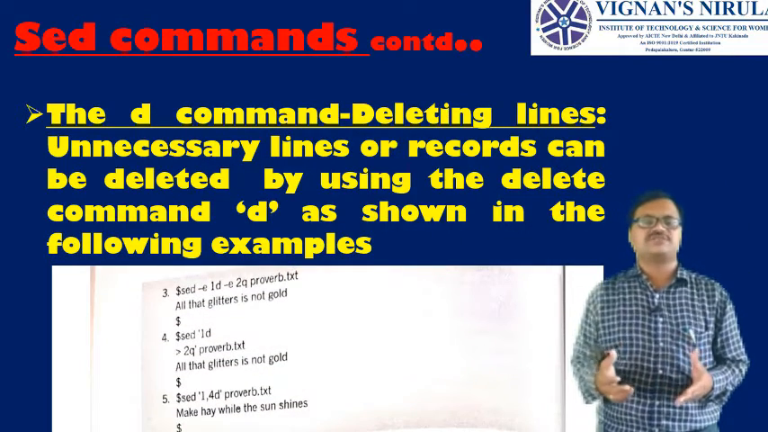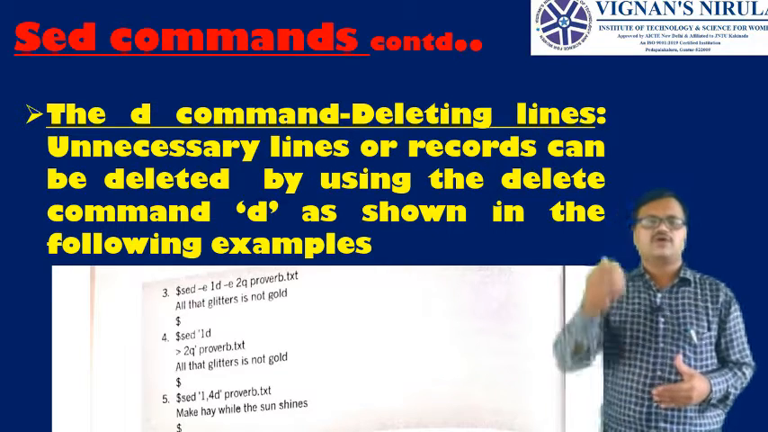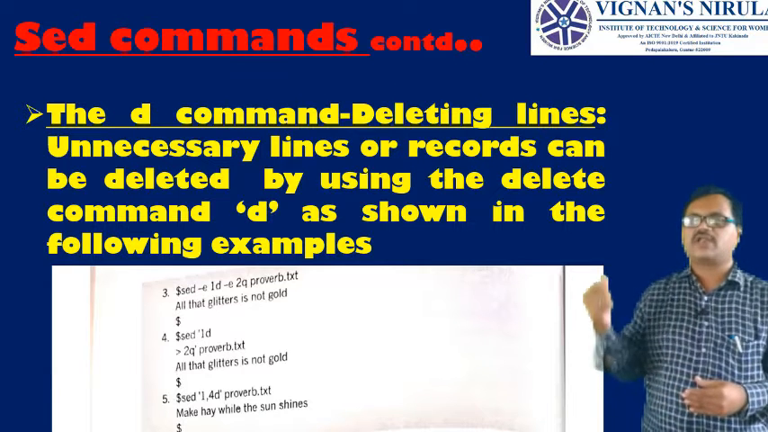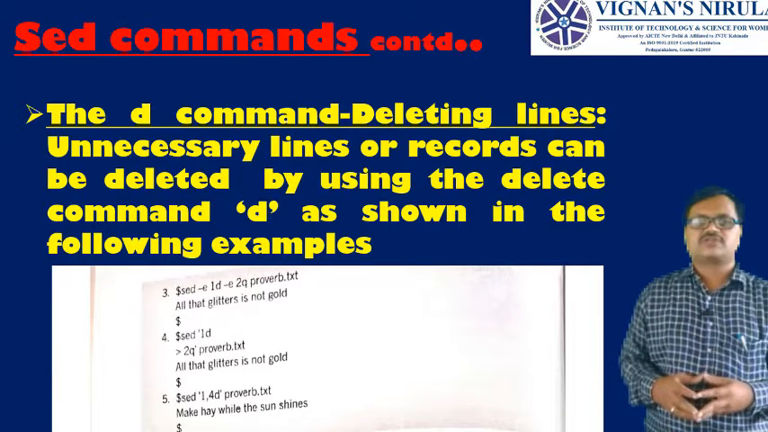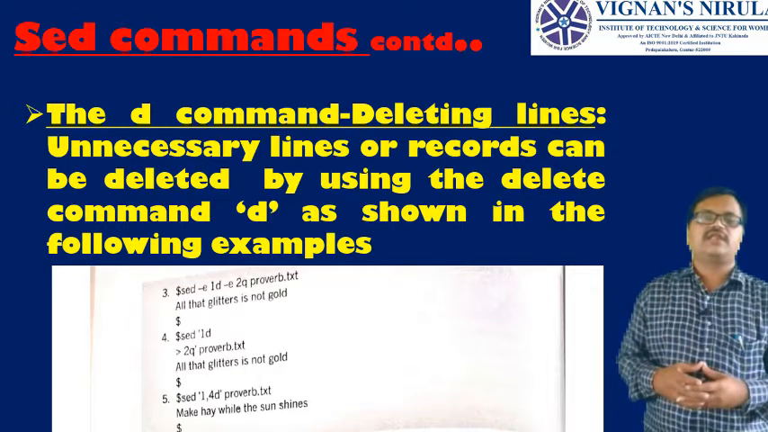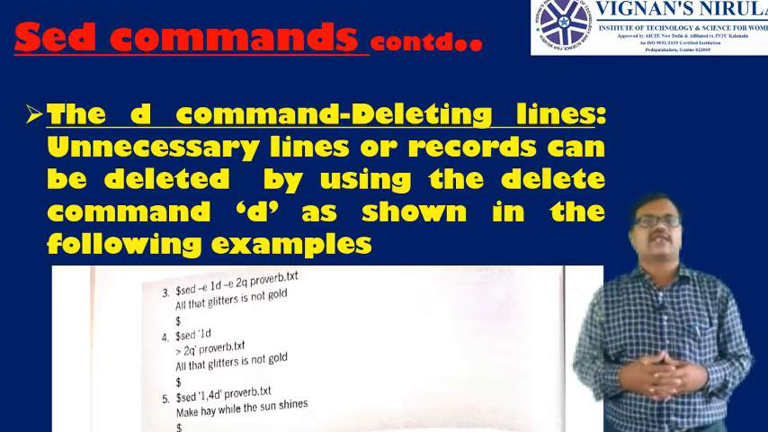For example, sed -e '1,4d' proverb.txt. That means the first 4 lines get deleted, and the output from "make hay while sun shines" will get displayed as shown in the slide. So like this you can give any range you want. All these that we covered till now are line addressing.